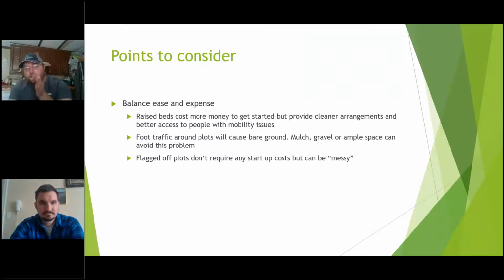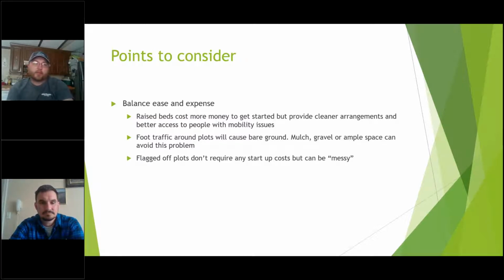One of the biggest points within that I want to get to is the balance between ease and expense. And that really comes down to raised beds costing more money to get started, but providing cleaner arrangements and better access to people with mobility issues. One of the biggest things I see is someone in a wheelchair, or someone that can't stand and needs to have one of the chairs that you carry along with you. Raised beds really help them. And a lot of times those people don't have the ability to build their own raised beds at home. That's where this fills a key role for people in the community, is the access for those types of people.